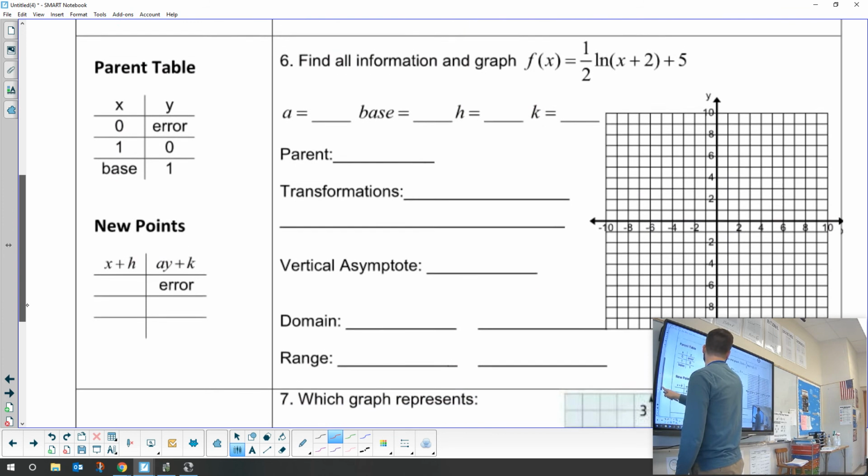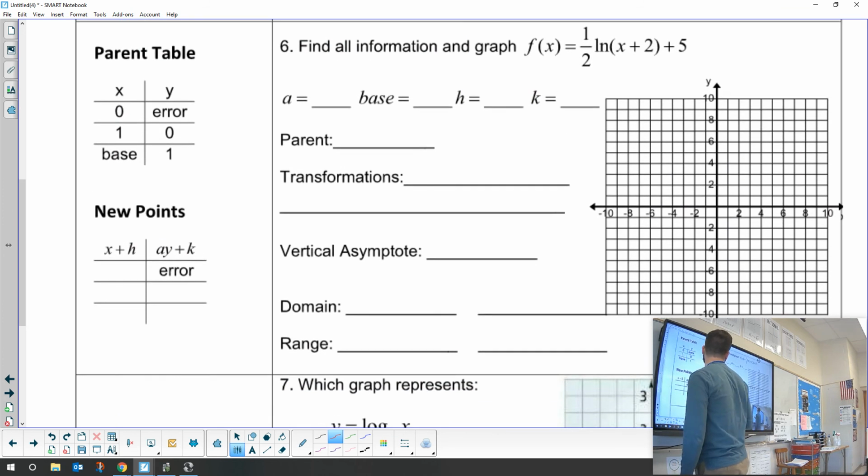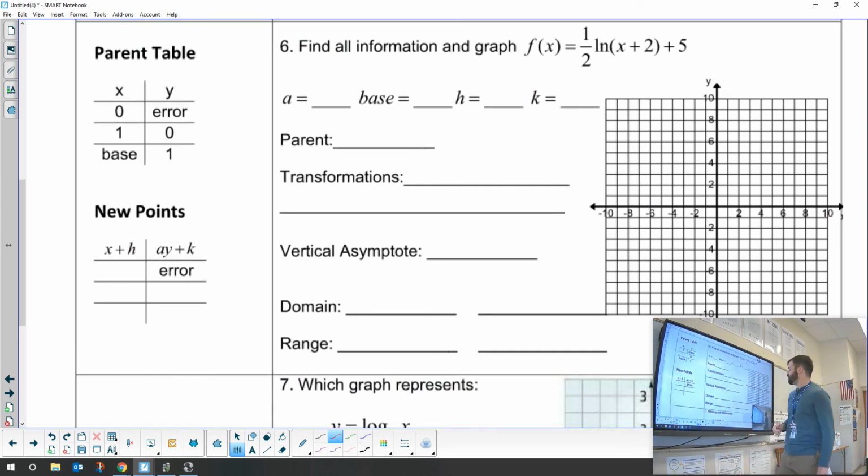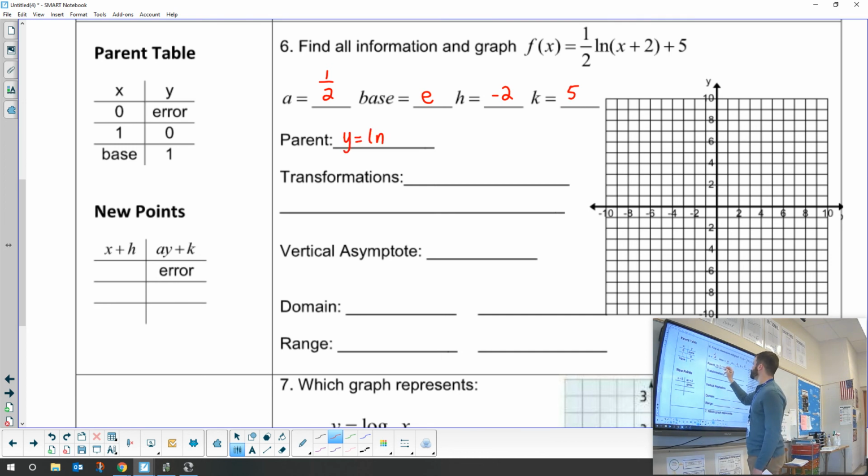Number 6. So number 6, same idea. List my a, h, and k. So my a is 1/2. My base is e, because we're using natural log. My h is going to be negative 2, and my k is 5. So my parent function is just y equals the natural log of x.